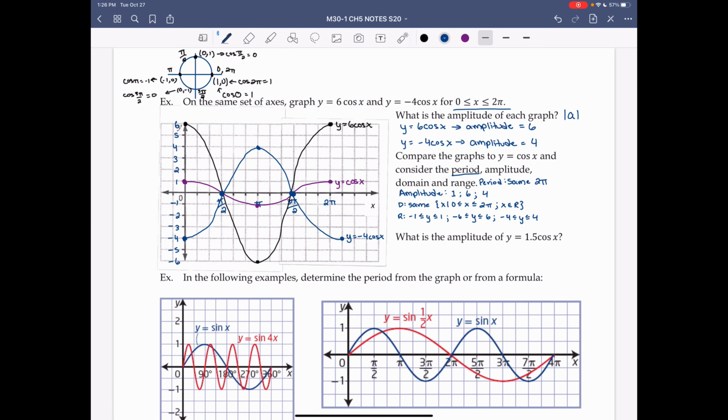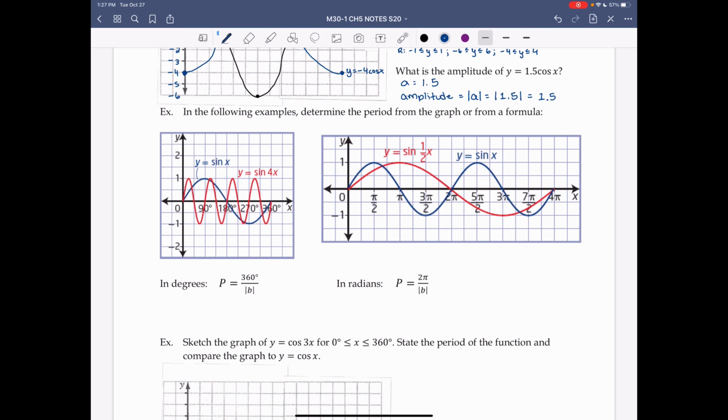What is the amplitude of y equals 1.5 cos x? Well, a equals 1.5, and the amplitude equals the absolute value of a, which equals the absolute value of 1.5, which equals 1.5.